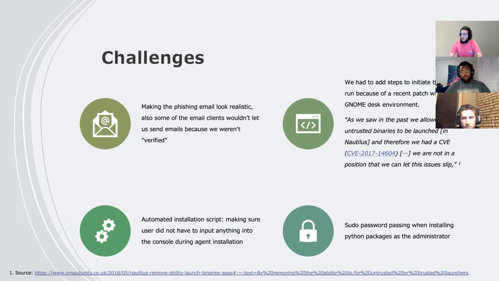Automated installation script: making sure the user did not have to input anything into the console while the agent was installing libraries using the sudo command and other commands that would require parameters. For example, if we generate the SSH key and try to send data to the server, it would ask if they want to add the server as an authenticated host. The user would have to type yes or no. So we had to figure out ways to get around that, and that was just by researching the commands, making sure we have the proper parameters and syntax. So we got around that way.